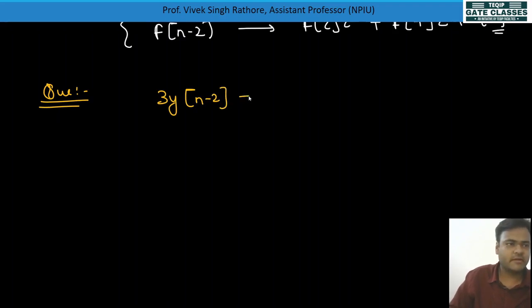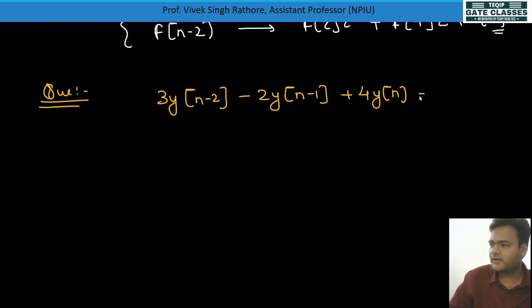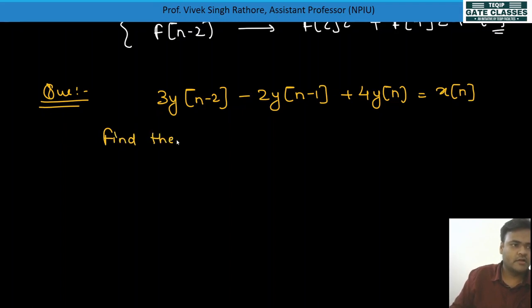Okay, and it is minus 2y(n minus 1) will be there, and then plus 4y(n) will be there, and that is equal to x(n). Now see, this difference equation is given. You need to find the response of this system.